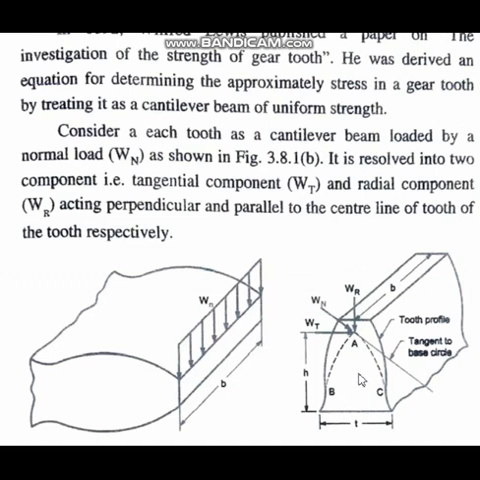Now here we see what all the other things are there. This is the tooth profile. This is the width of the gear, B. This is the thickness of the gear tooth, T. And this is the height, H. These are the things which we'll be using.